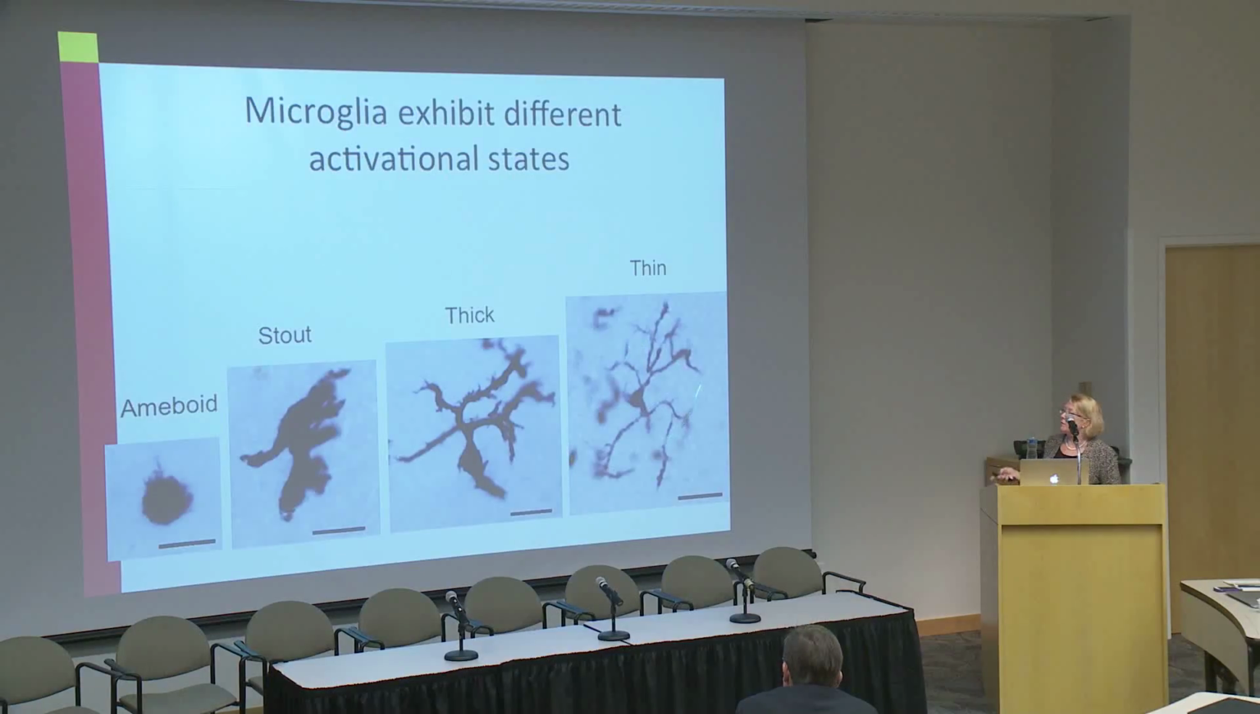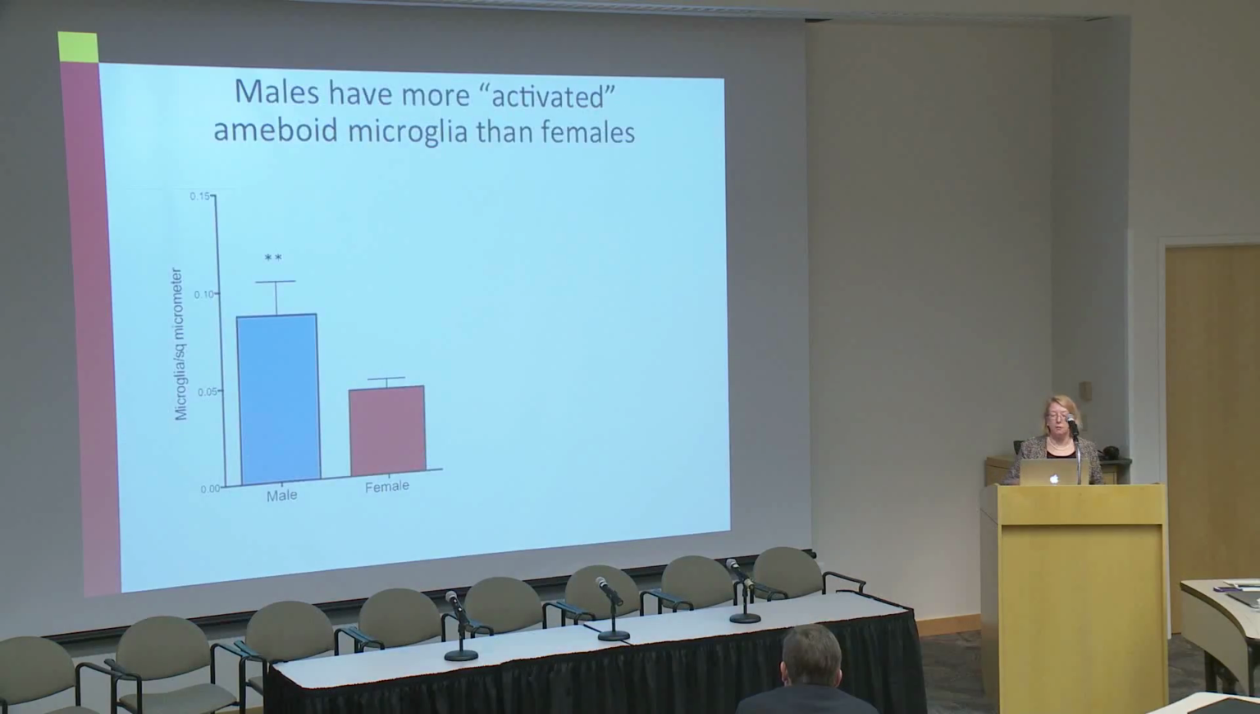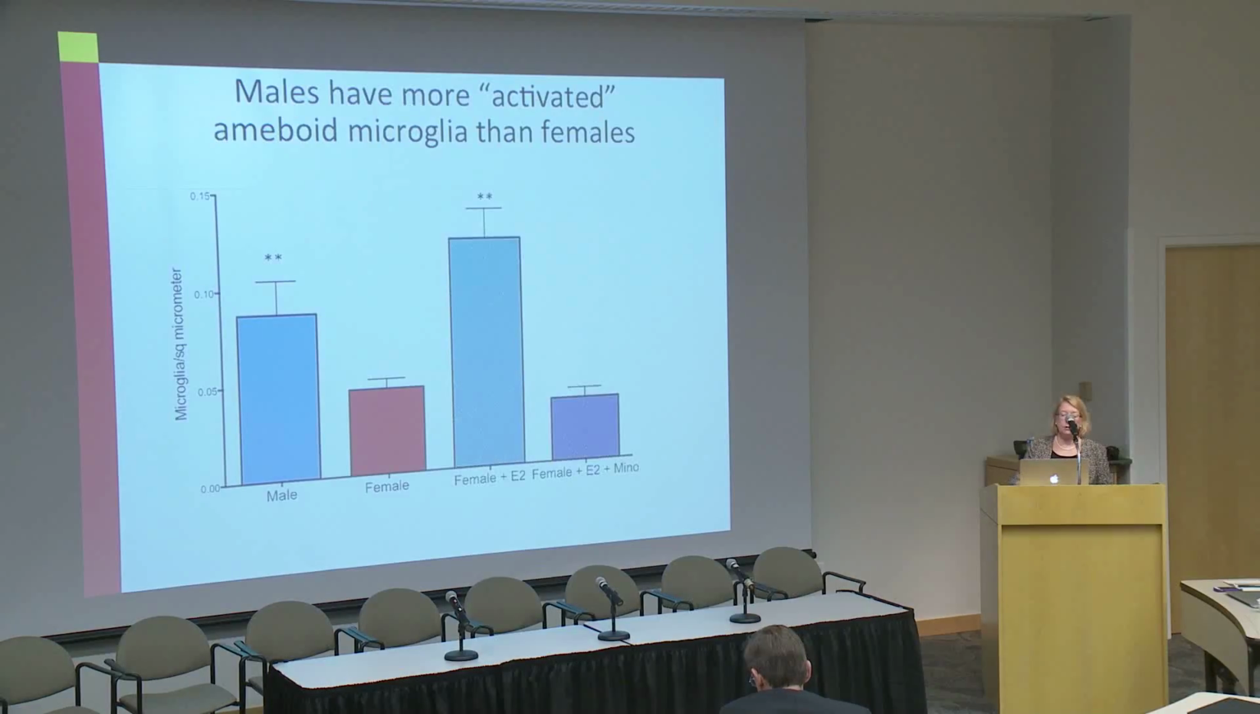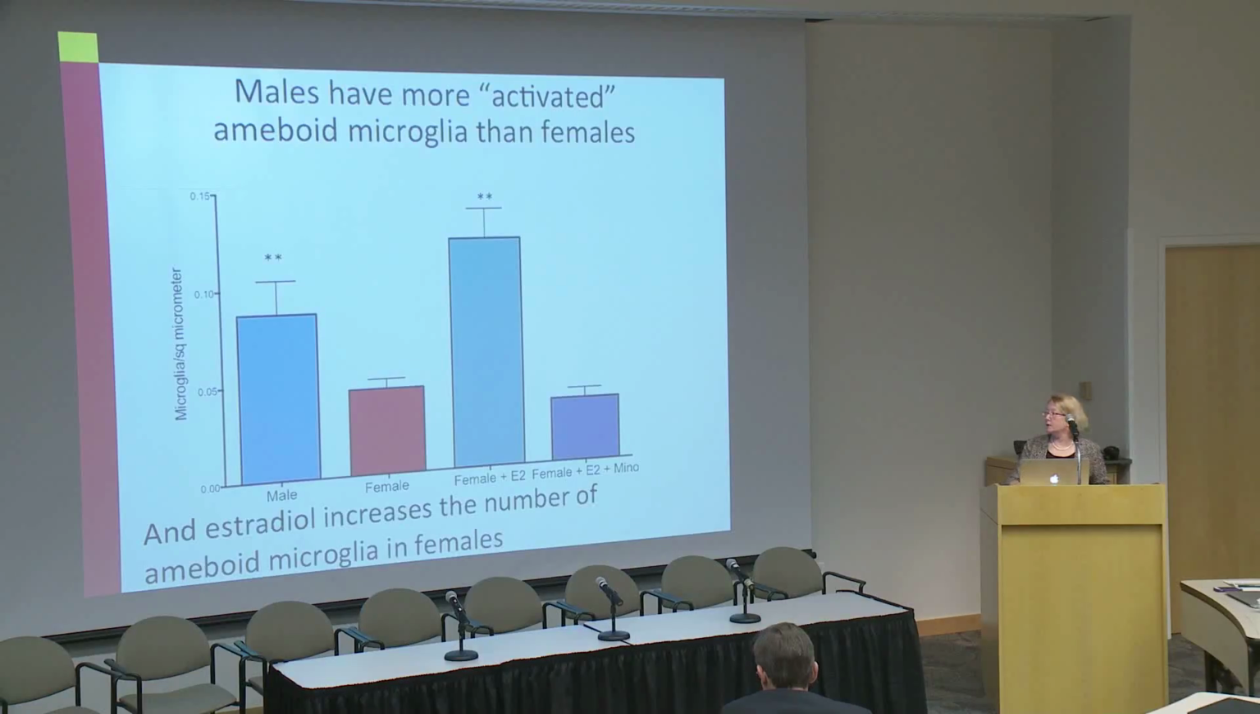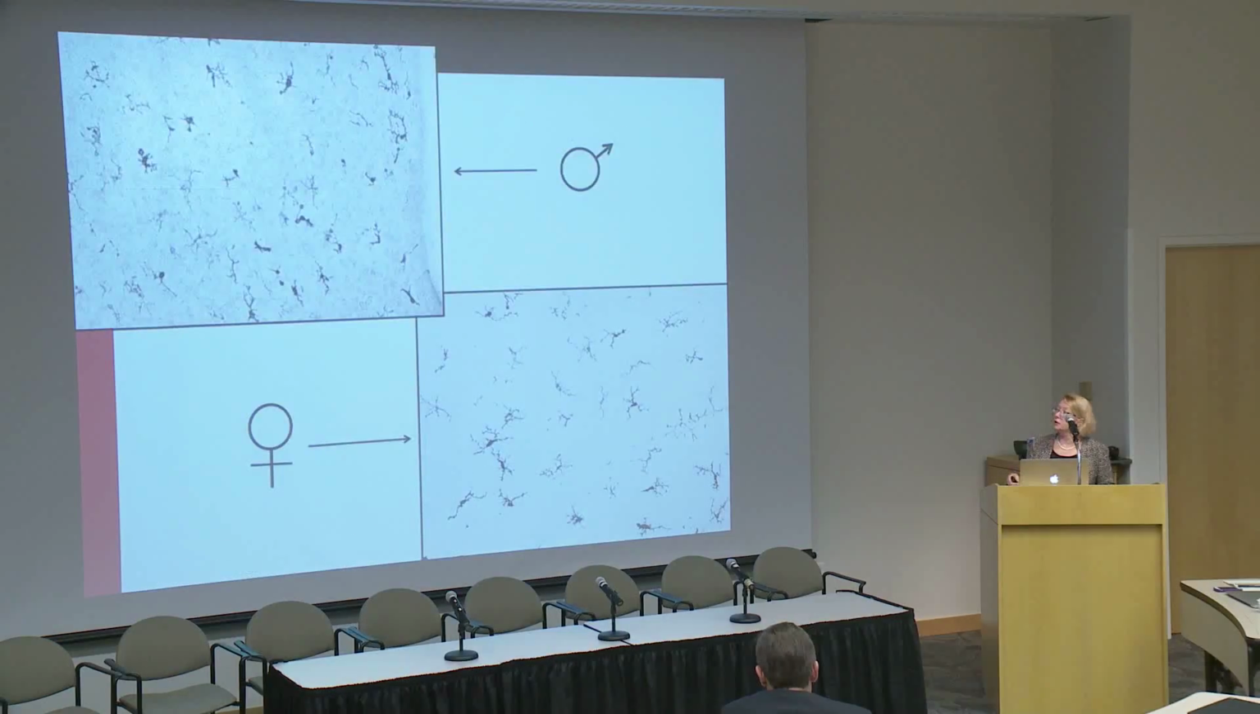And the thin are the more ramified surveying microglia. They're considered the calmer type. So when we looked at the morphology, the sex difference was even bigger in that the males had many more of these sort of activated amoeboid-like microglia than the females. And again, if we treat with our hormones, we just rev up those microglia in the females so they become more activated. And again, this is also blocked by the minocycline, as you can see here, completely blocks the effect of estradiol.